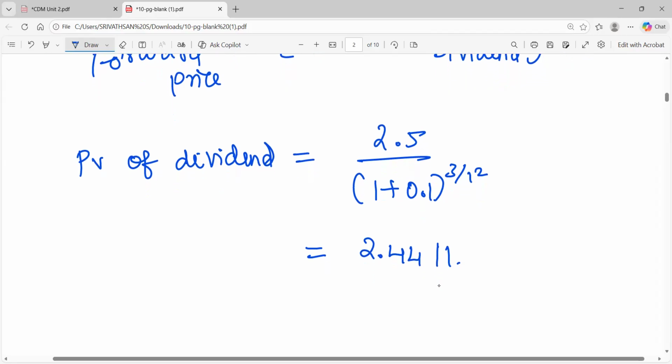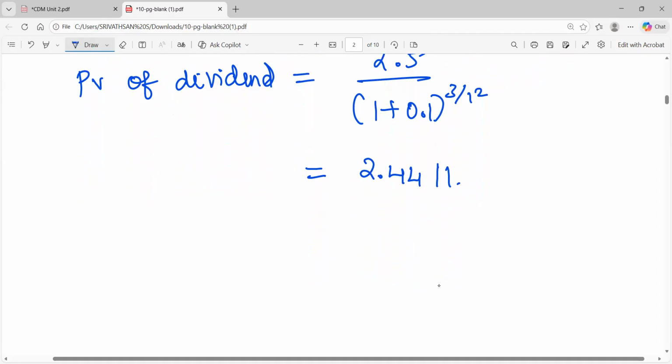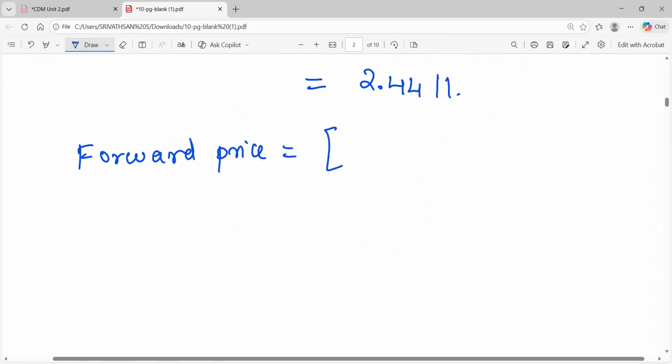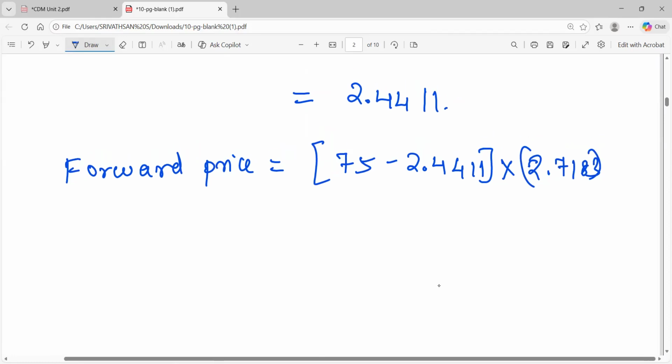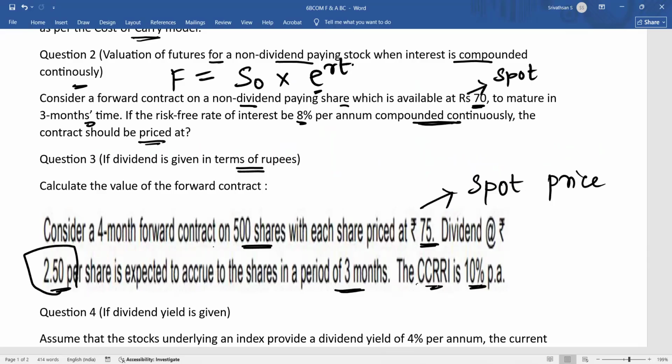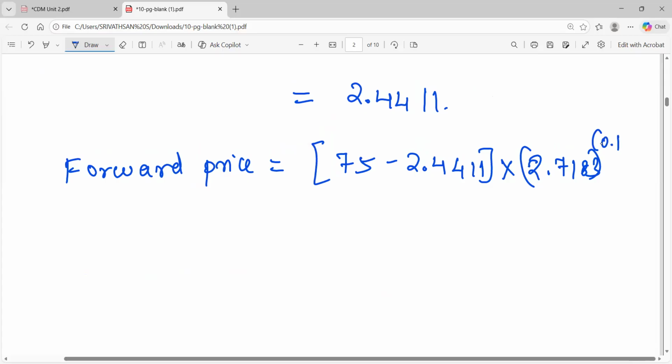Any doubt? Now we have all the required numbers. Just apply the numbers in the formula and we will get the answer. The forward price is equal to spot price, 75, minus 2.4411, into the value of e, which is 2.7183, power R, which is 0.1. And what is the time period?